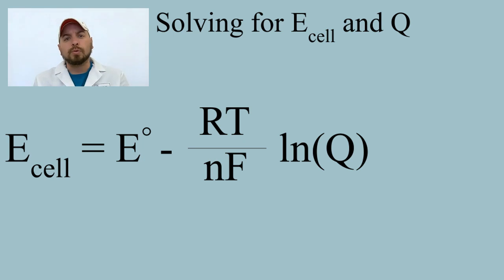The E with a degree sign would be assuming standard conditions, 1 molar concentration or 1 atmospheric pressure of all of our battery's components. The second term that matters here is that second half, minus RT over nF times the natural log of Q. That part is going to be a little bit more complicated, so let's take a second to look at what each of those variables means, and then we'll dig into how that can change.